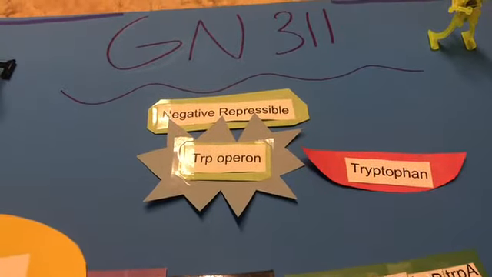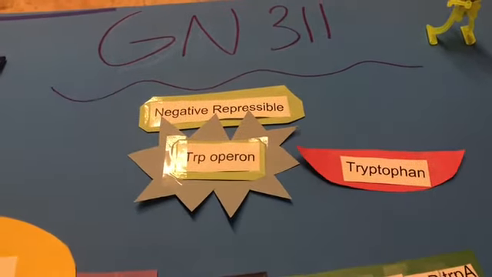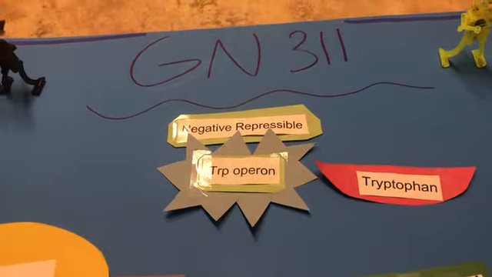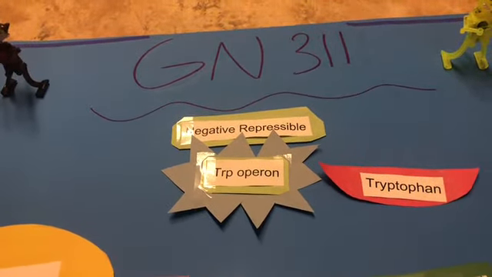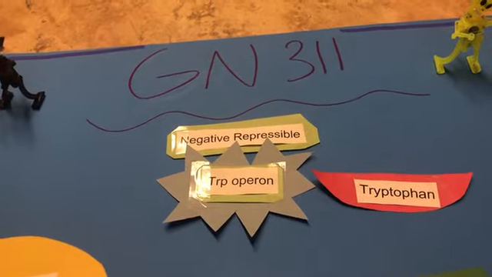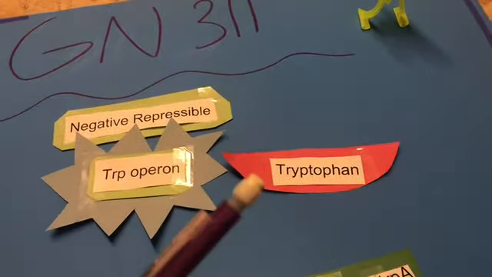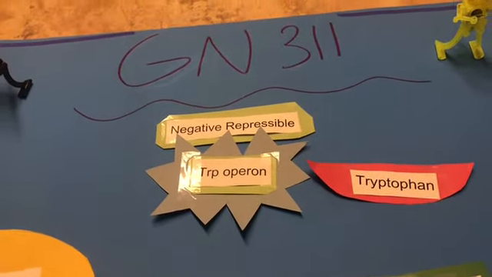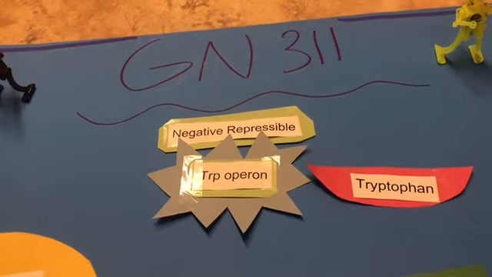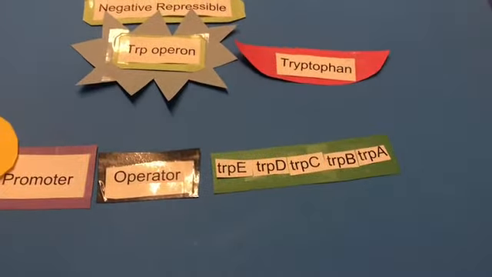So let's look at an example now. We'll be looking at the TRP Operon. Just to give a little background information, bacteria like E. coli need amino acids to survive, and so they're able to synthesize many of them. Tryptophan is an example of one. It's an amino acid that E. coli can either ingest from the environment or synthesize using enzymes that are encoded by 5 genes.